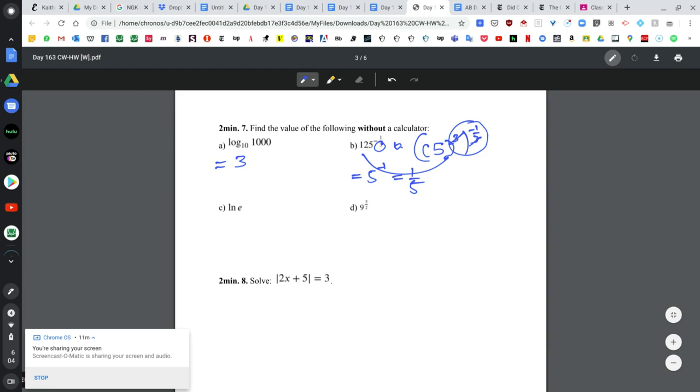Okay, let's do C. In case you've forgotten, ln of e just means log to the base e of e. That's what that really means. ln is what is called natural log. Your base is e. So here you're asking yourself, e to the power of what number will give you e? And the answer is 1. So the answer is just 1.